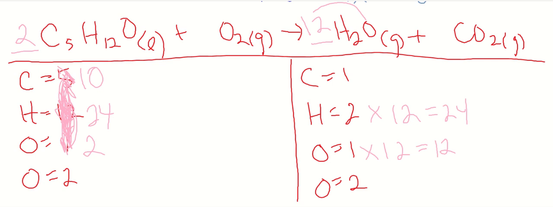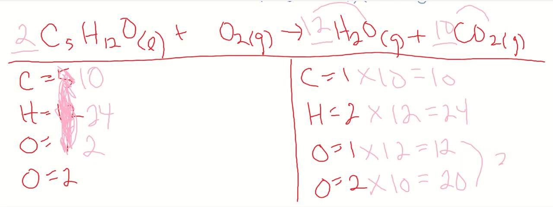All right, now let's do the carbons. We need to multiply this by 10. 1 times 10 is 10. Also multiply that oxygen in carbon dioxide by 10, and we're going to get 20. So everything looks good.